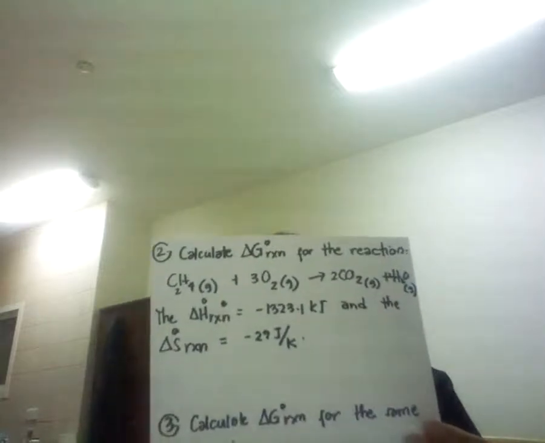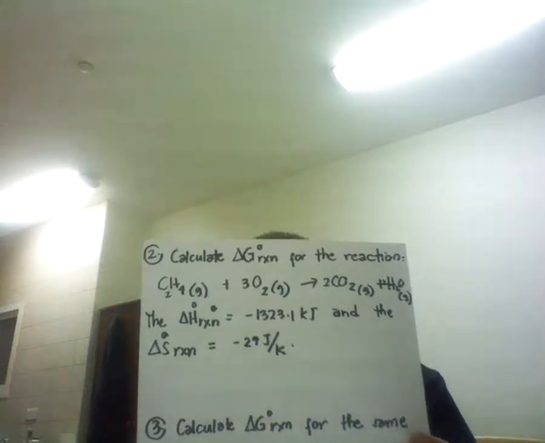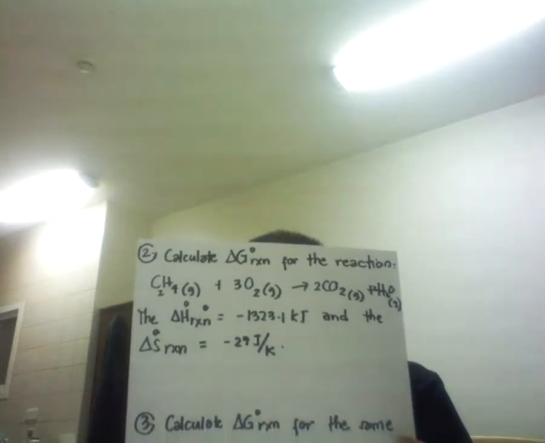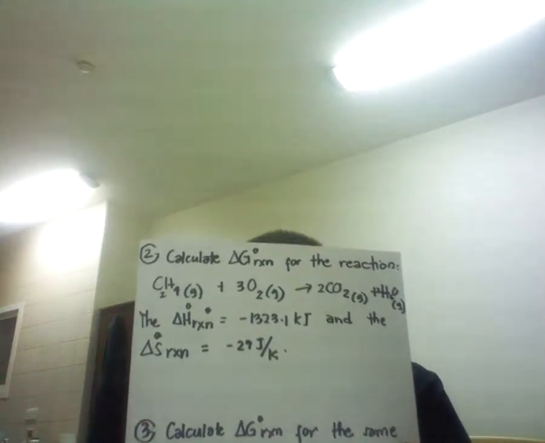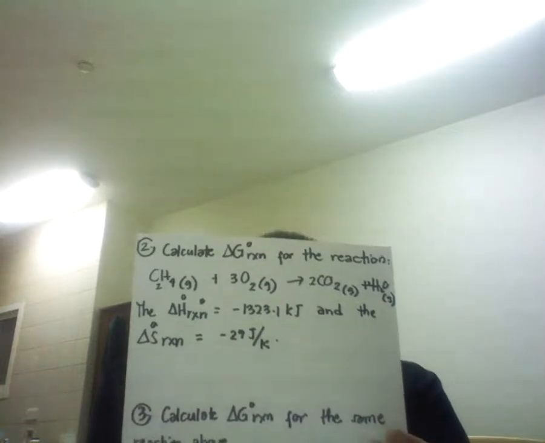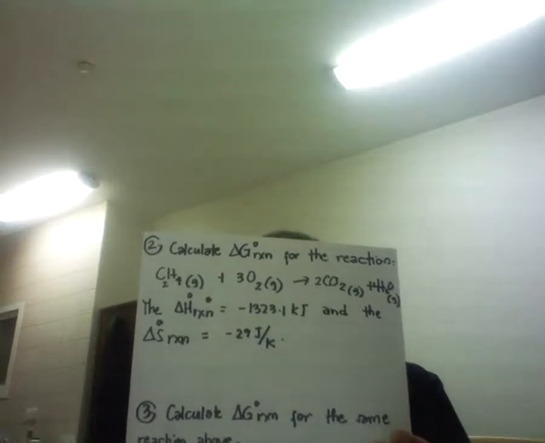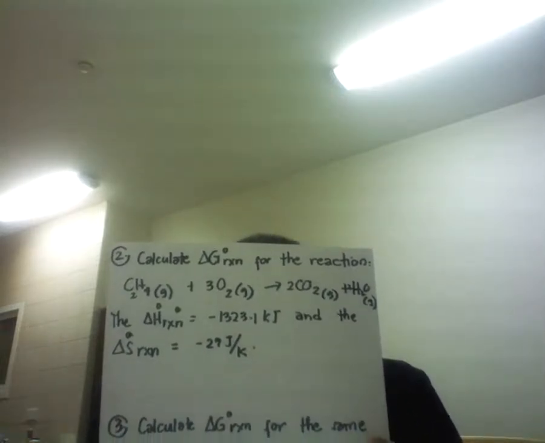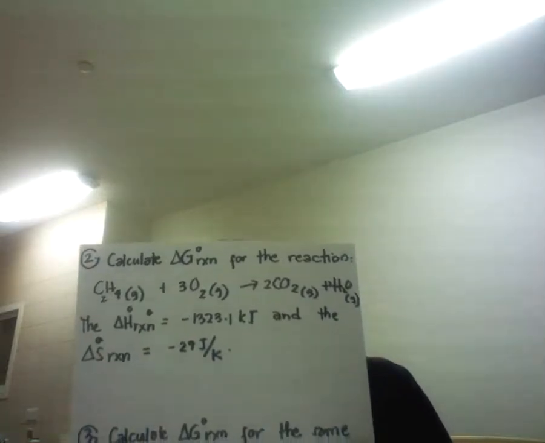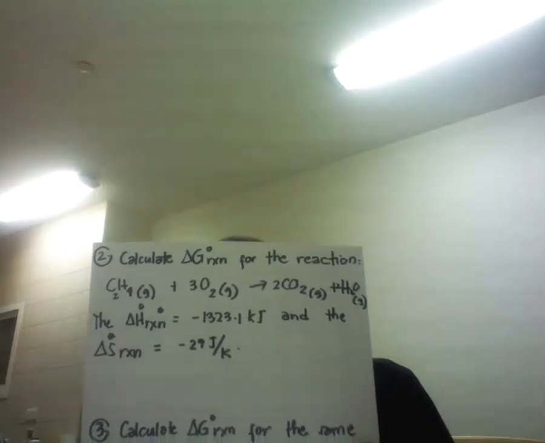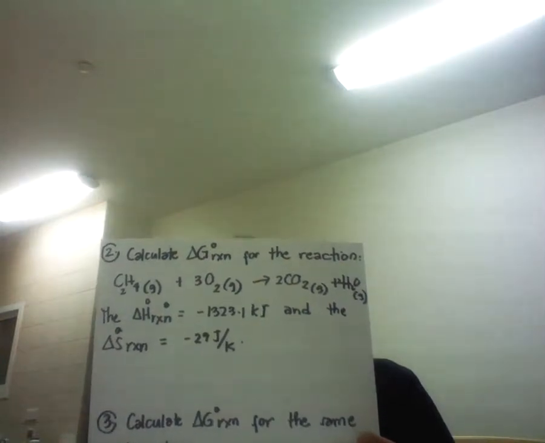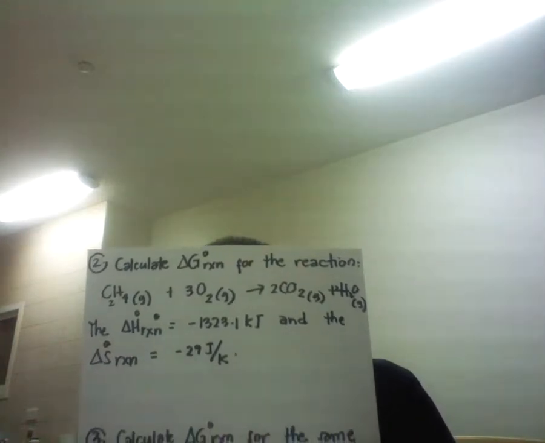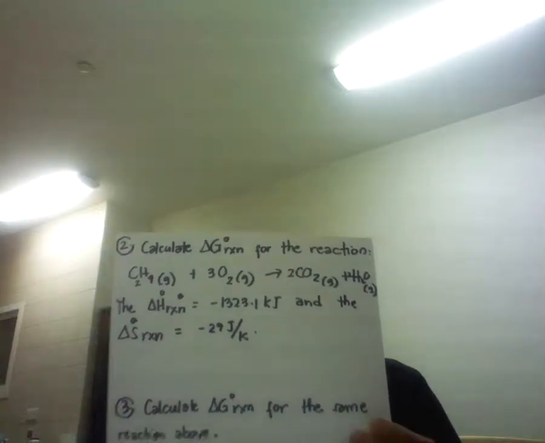Calculate the standard change of free energy for the reaction of ethylene gas plus 3 moles of oxygen gas equals 2 moles of carbon dioxide gas plus 2 moles of H2O gas. The standard change in the enthalpy of formation of the reaction is negative 1323.1 kilojoules, and the standard change in the entropy of formation of the reaction is equal to negative 29.7 joules per Kelvin.